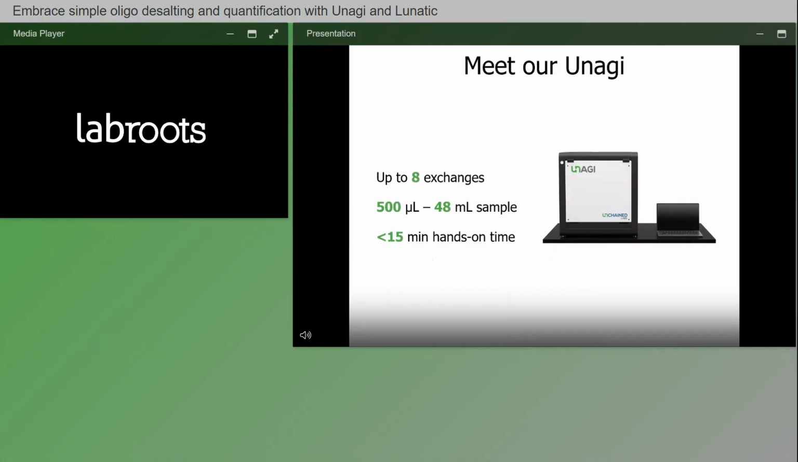That's why I want to introduce you to our Unagi. It allows you to run up to 8 different exchanges at the same time, using sample volumes between 500 microliters all the way up to 48 milliliters of sample. And you can do that with less than 15 minutes of hands-on time, because Unagi is essentially a liquid handling robot that takes care of all of these buffer exchange steps for you.